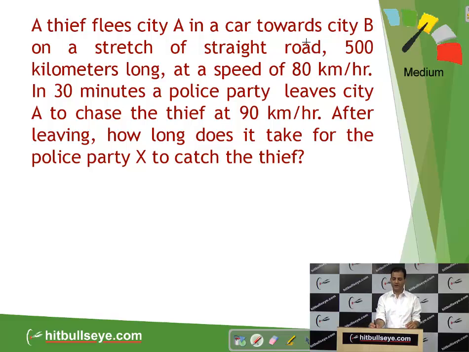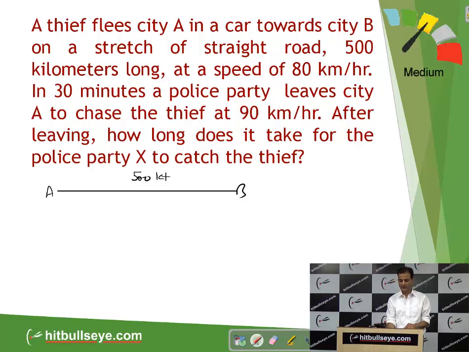A thief leaves city A in a car towards city B. Now I will make a line here, A, B. When we draw a diagram, it is very easy to visualize the concept. Thief flees city A in a car towards city B on a stretch of state road. Now what is the distance, students? 500 kilometers is the distance, at a speed of 80 km per hour. So the speed of the thief is 80 km per hour.